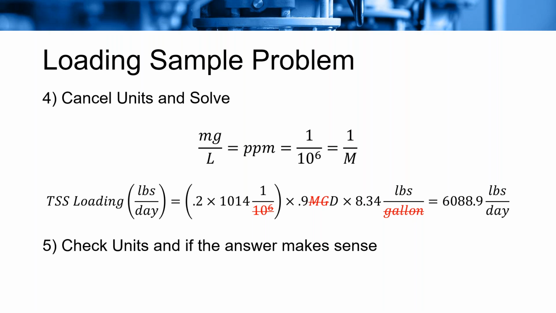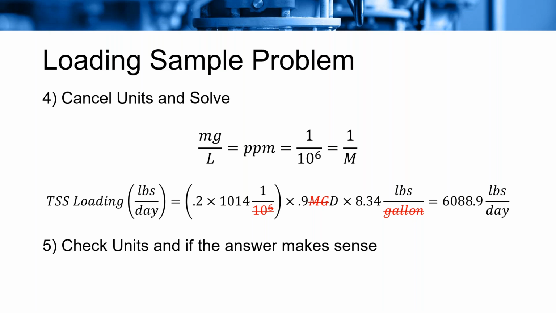So if you remember, a milligram per liter is equal to a part per million, which can be represented as 1 over 10 to the 6th or 1 over big M. I put it in the equation as 1 over 10 to the 6th because typically M in this type of chemistry, or wastewater chemistry, might be confused with molarity. So I like to just represent it numerically.